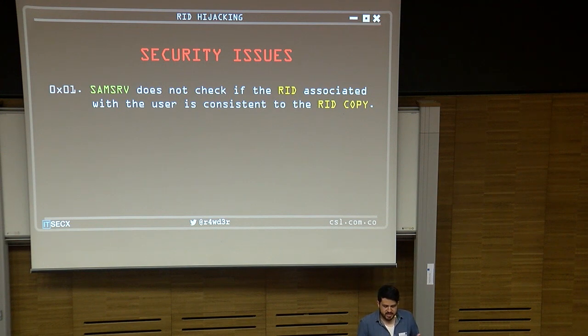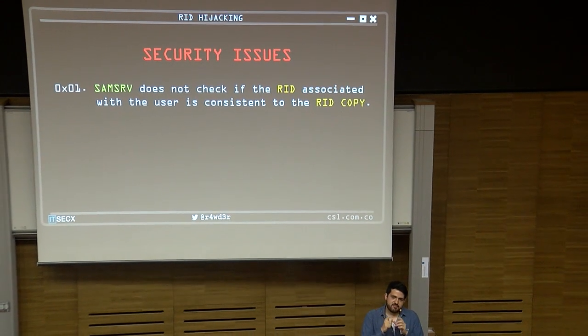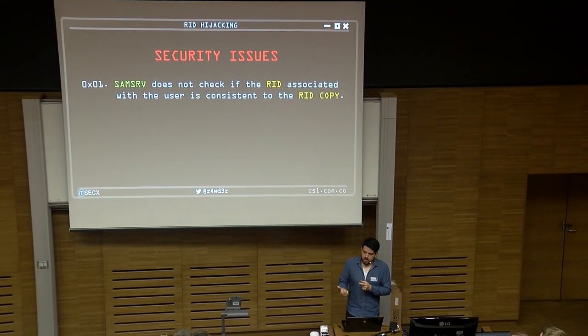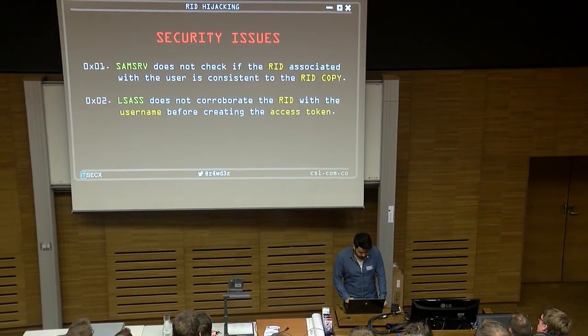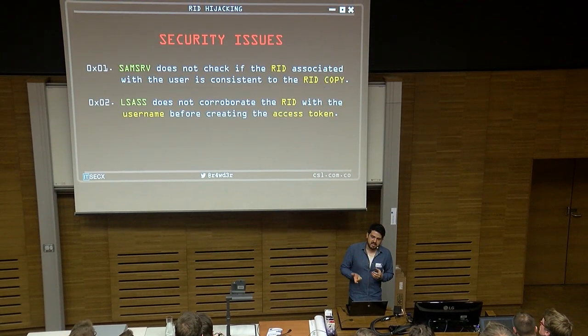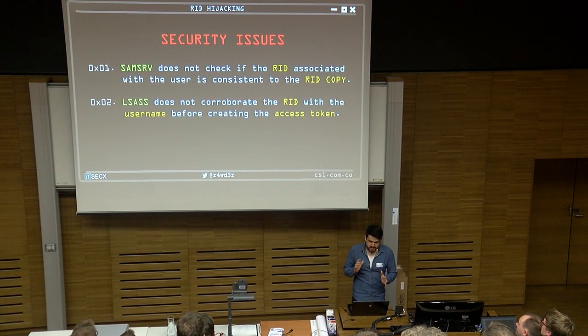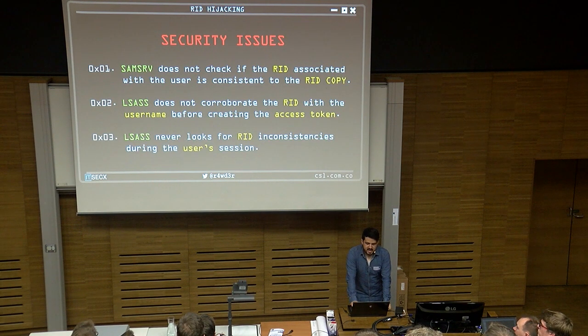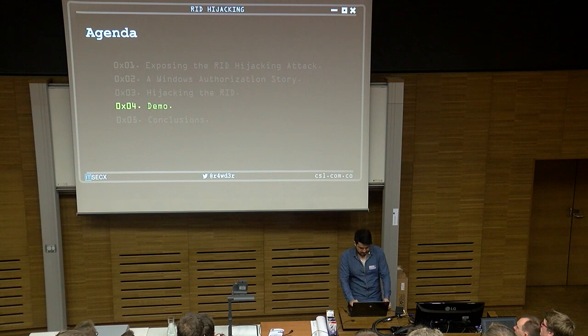So what are the security issues involved with this technique? The first one is that the SAM server does not check if the relative identifier which is associated with the user is consistent with the RID copy. The second one is that the LSASS does not corroborate the RID with the username before creating the access token. And the third one is that the LSASS never looks for RID inconsistencies during the user session.